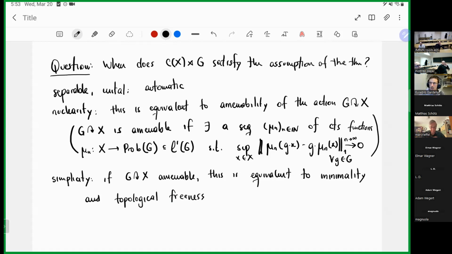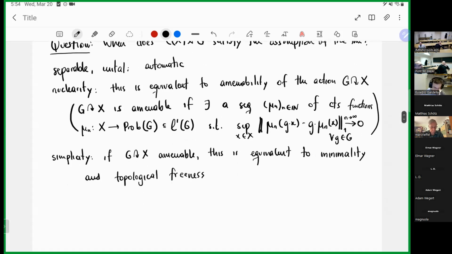Minimality is just the absence of non-trivial closed invariant subsets. So if you have a subset that is closed and invariant under the group action, it's either empty or the whole space. Topological freeness is a weakening of freeness that I will define in just a few minutes. So let me just write definition to come.